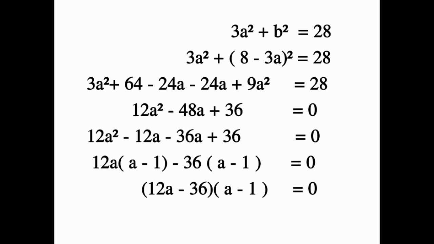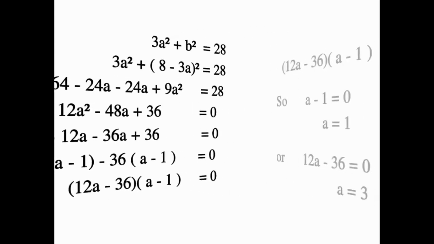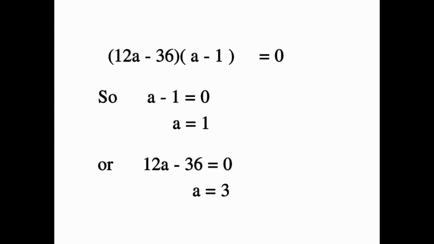Expanding the brackets gives us 3a squared plus 64 minus 24a plus 9a squared equals 28. 12a squared minus 48a plus 36 equals 0. Now factorize. So, (12a minus 36) times (a minus 1) equals 0. So, a equals 1 or a equals 3.